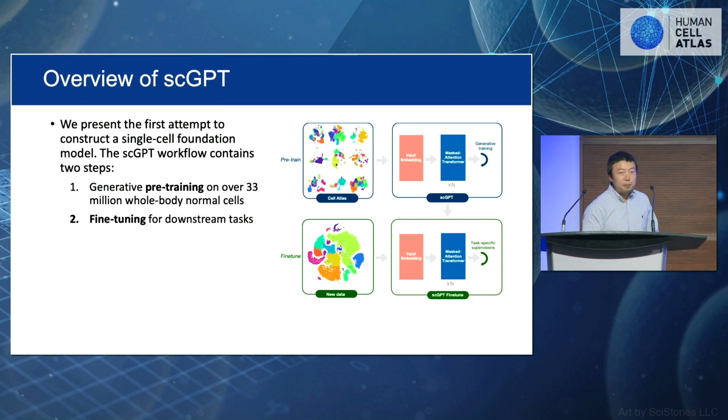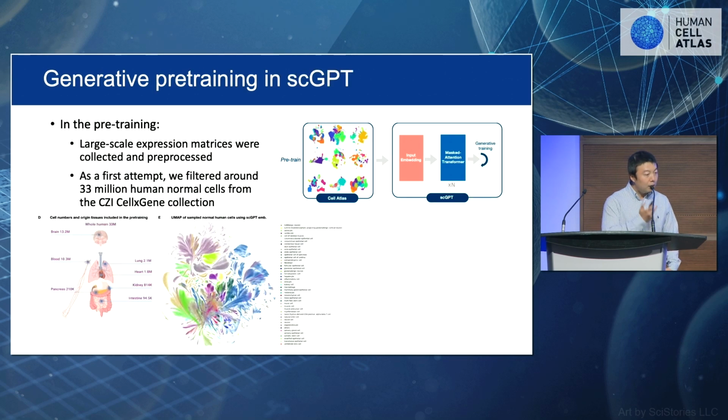Basically, scGPT consists of two steps: first, pre-training, and second, fine-tuning. Specifically for pre-training, we train a model on the CELLxGENE Census, which consists of 33 million cells. As you can see from this image, that covers multiple organs. We also show some subsampled UMAPs, which show some ontology of cell types, which proves that the pre-training was successful.